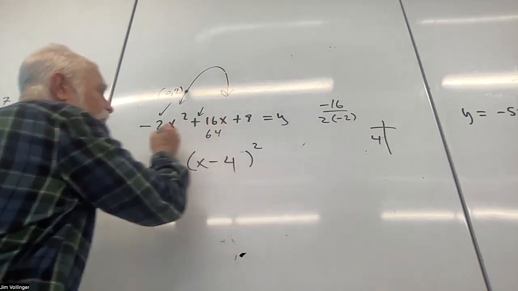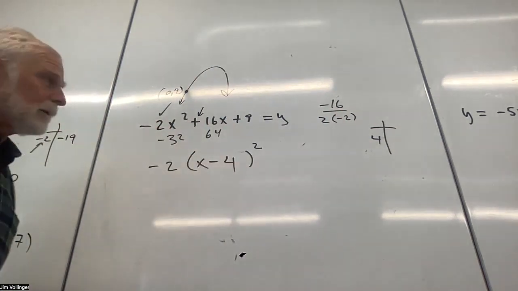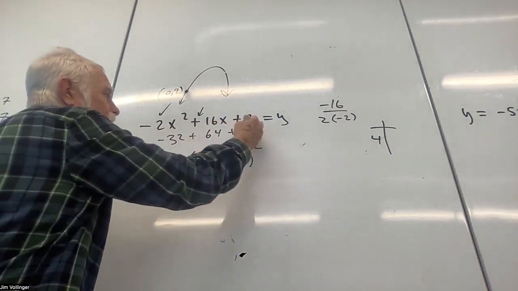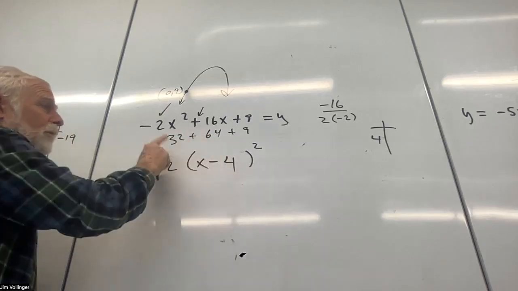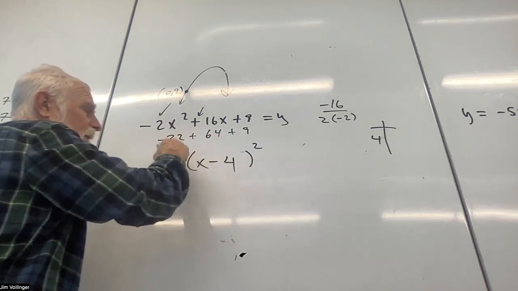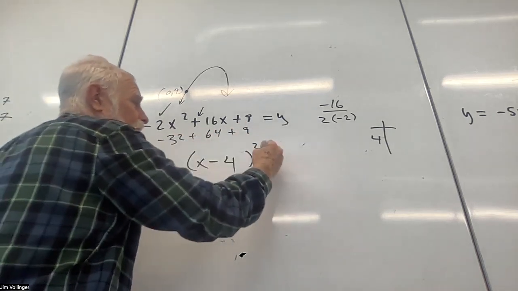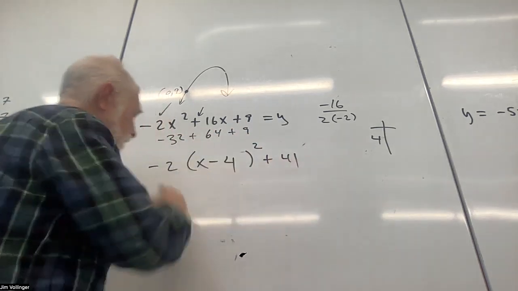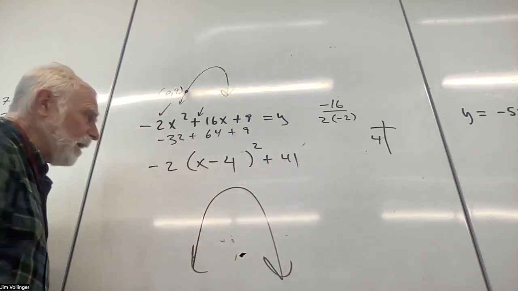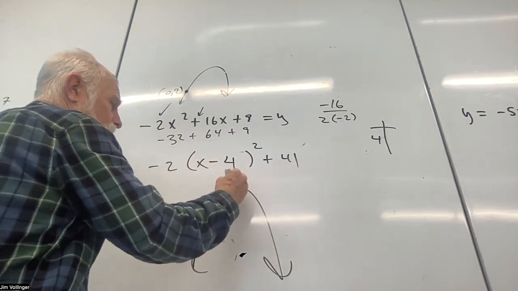That's 64. This better be minus 32. Oh, yeah, 16 times negative 2. Yep. And when I add negative 32 and 64, I actually get 32. That's bigger than that. So I get 32 plus 9, 41. Cup shape down. That's what I know now. 4, 41.